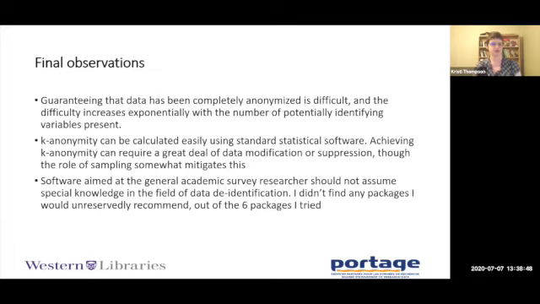Some final observations. Guaranteeing that data has been completely anonymized is difficult, and the difficulty increases exponentially with the number of potentially identifying variables present. A common standard for assuring anonymity is k-anonymity, which can be calculated easily using standard statistical software. Actually achieving k-anonymity can require a great deal of data modification or suppression, though the role of sampling somewhat mitigates against this. Finally, a way of doing this automatically would be very nice.